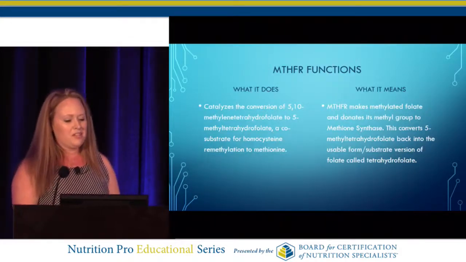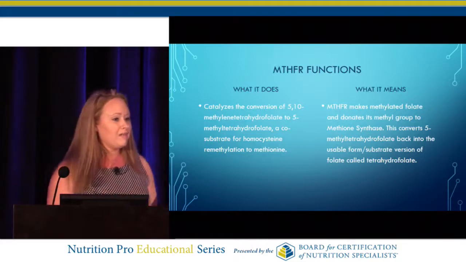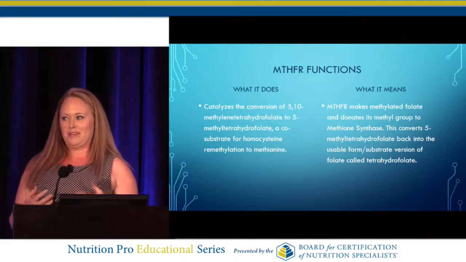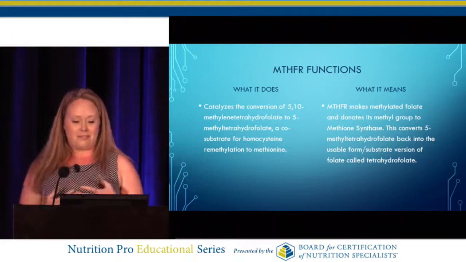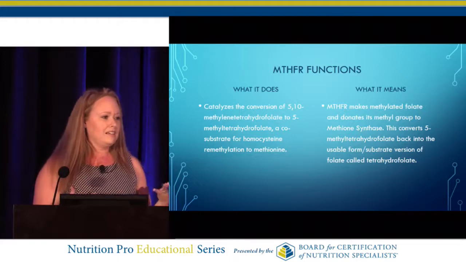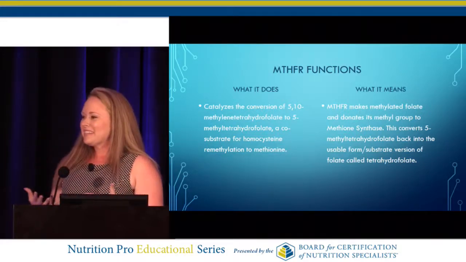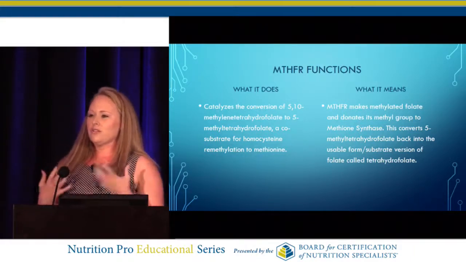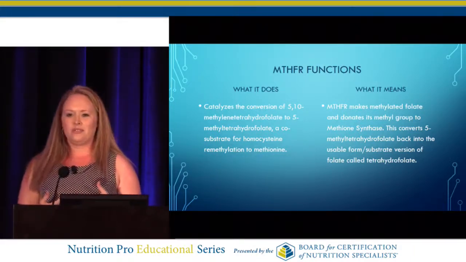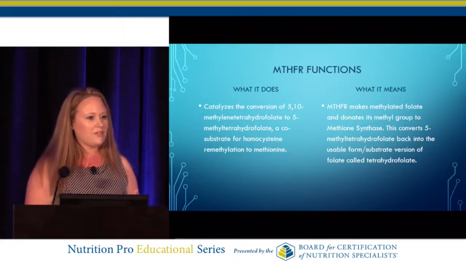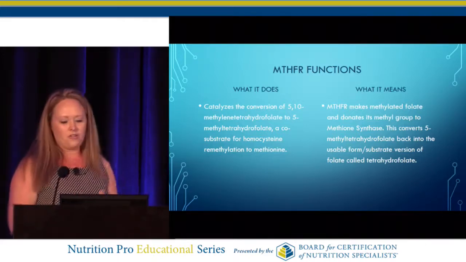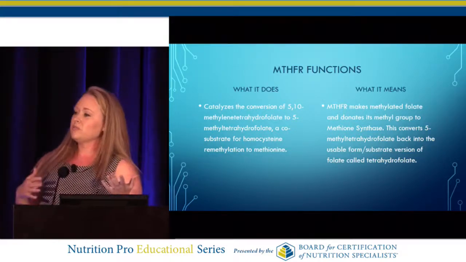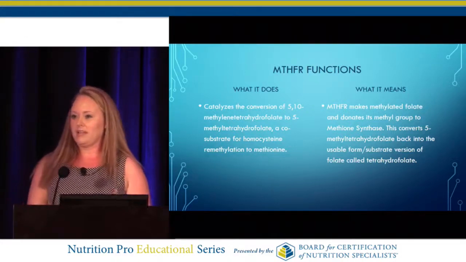So what does it do? MTHFR, it catalyzes the conversion of 5,10-methylene tetrahydrofolate into 5-methyl tetrahydrofolate, a co-substrate of homocysteine remethylation to methionine. I'd like you to say that 10 times fast. What it really does, as I said before, is make methylated folate. And this is important because our usable form of folate in the body is tetrahydrofolate. It's not necessarily methyl tetrahydrofolate, which is what we all seem to go for. So when it donates that methyl group over to methionine synthase, it then turns back into tetrahydrofolate so that it can participate in that cycle.